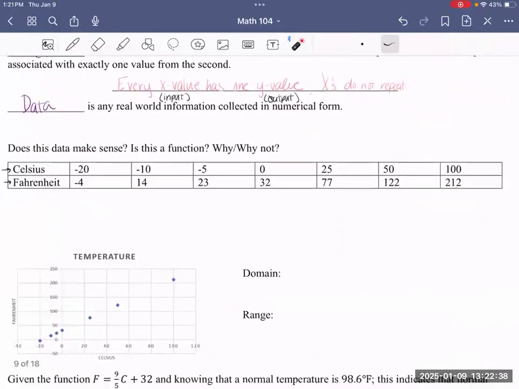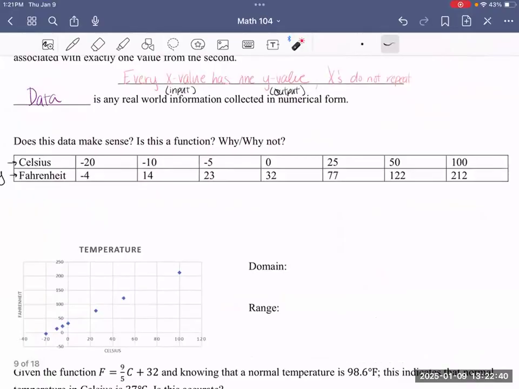So now looking at your x values, are there any sort of repeated x values? Well, we go from -20, -10, -5, 0, 25, 50, and 100. None of those at any point in time have repeated. So it is a function. So yes, I should put that up here. Yes, a function.